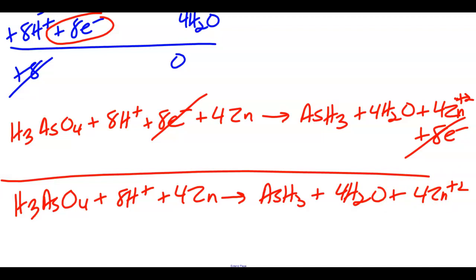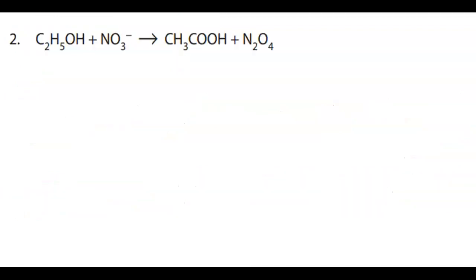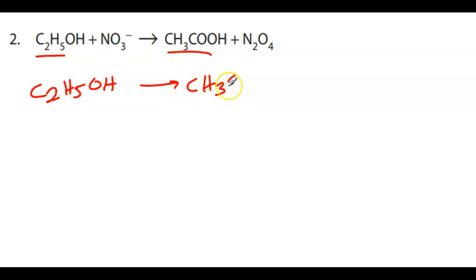Okay. So let's take a look at our next one. So we're assuming this is a basic solution, acidic solution as well. So again, you can see the half reactions that are going to go together, right? So you have the carbons and then you got the nitrogens. So let's do our first one. So C2H5OH, arrow, CH3COOH. Let's do this guy first.